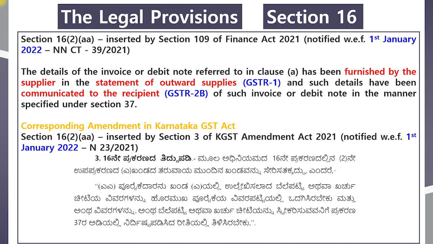So I'm just covering quickly the legal provisions of how this could be substantiated. Section 109 of the Finance Act 2021, which got notified with effect from 1st January 22, has inserted a new section 16(2)(aa), which is a condition, additional condition to claim the input tax credit. Now what this says is, whatever claims are made, such invoices or debit notes should be furnished by the supplier in GSTR 1, which should be communicated to the recipient in GSTR 2B.